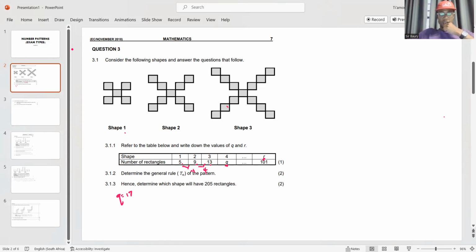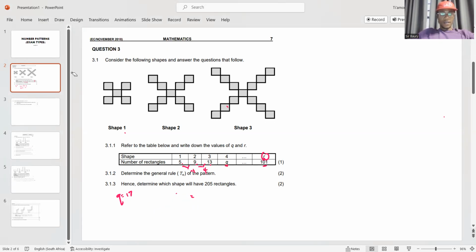Now I need to find out which term correlates with 101. So let me look at the relationship. If I look at the first one, that is n, for me to get 5, I can multiply it by 5, which is 5 multiplied by 1, which gives me 5. That's the first term. Let us say I want the second term. I'm getting 10, so it means that it's not going to work out as 5n.